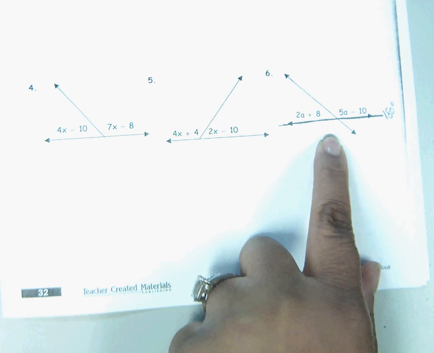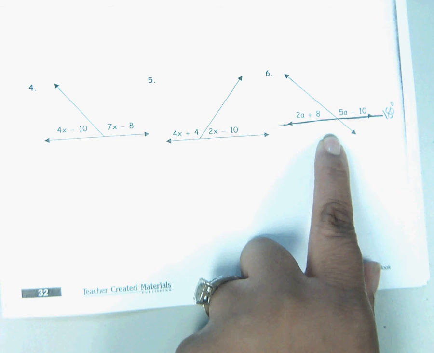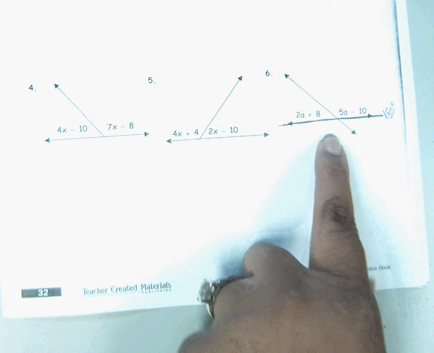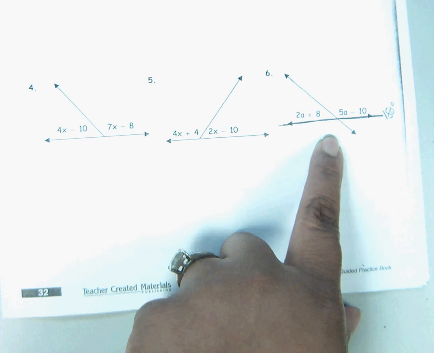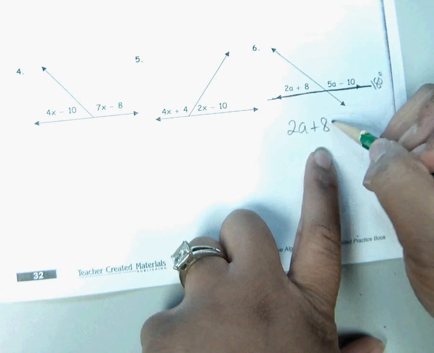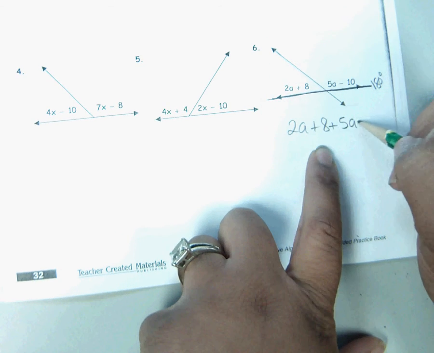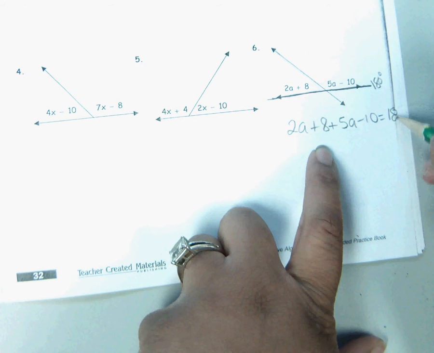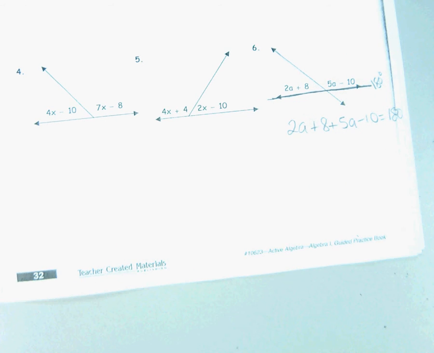Am I worried about you memorizing that supplementary angles are 180? No, you'll have more practice next year. But I do want you to practice solving and setting it up. So this is 2a plus 8 plus 5a minus 10 equals 180. Are you confused? You get it? Y'all lost? What did I do?